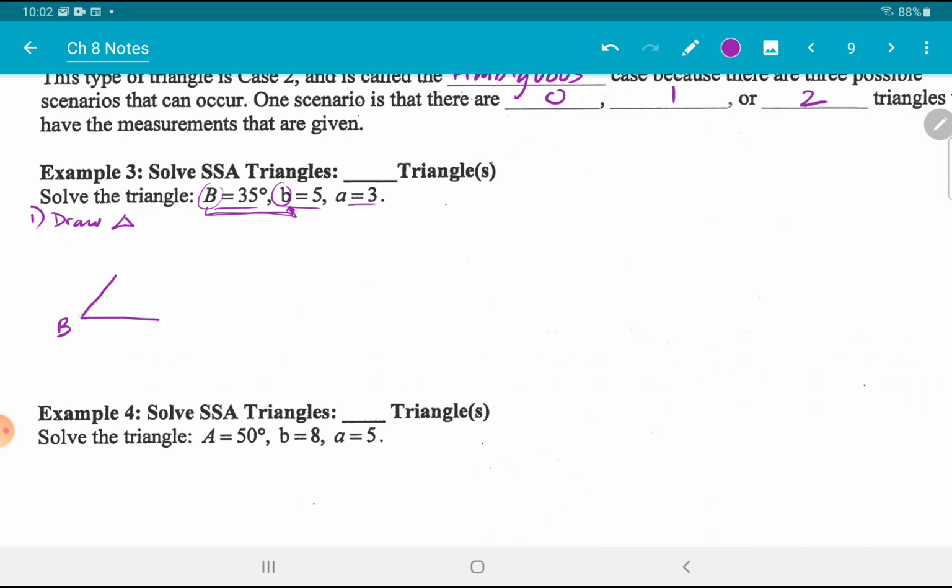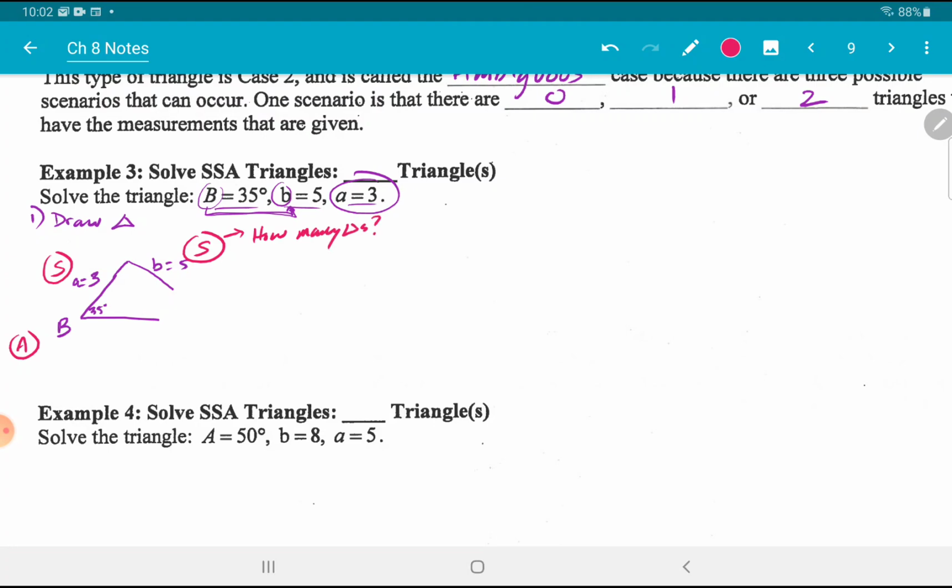So I'm going to say that angle B is right here, which is 35 degrees, which means that the side opposite it is going to be a b value of 5. Whatever is left over, I'm going to put here. That's an a value of 3. And what you'll see here, I'm going to do this in red, is I have angle, side, side. That's a big clue to me. Angle, side, side. Oh, this is an ambiguous case. How many triangles do I have?